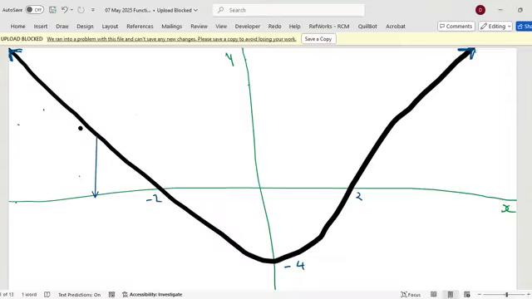I can move from the x-axis and then I move to the graph. I'm still touching the graph, by the way. I move from the x-axis, I'm still touching the graph. I move from the x-axis, still touching the graph. So at any point on the x-axis, I'll always touch the graph.